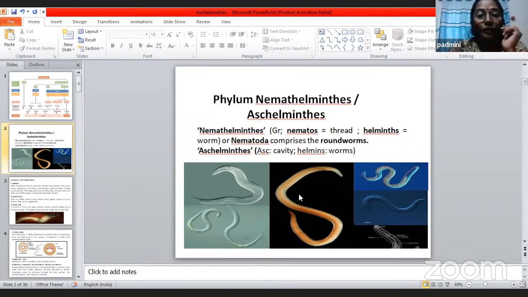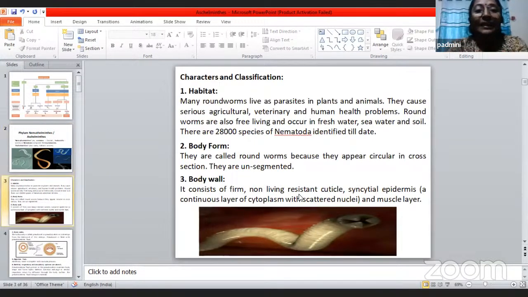Okay, so what is the next one? Characters and classification. We'll talk a little bit about the characters of the Aschelminthes or the nematode worms. Many roundworms live as parasites in both plants and animals. They cause serious agricultural problems if they affect plants, and serious veterinary problems if they affect animals. Human health problems are also caused by these roundworms.